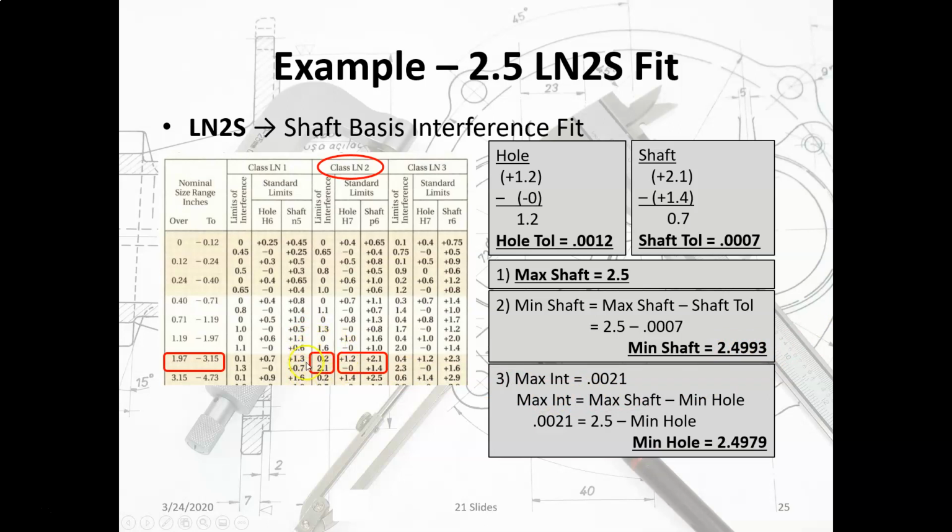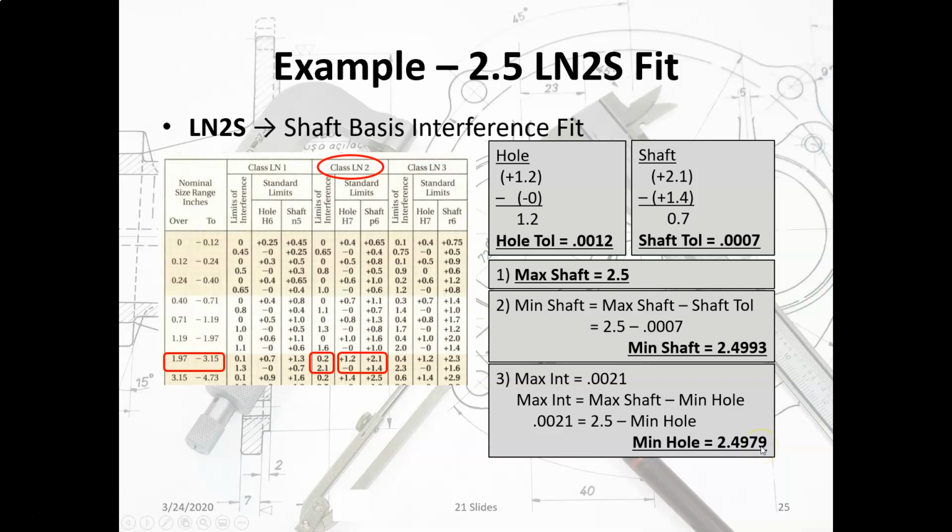Now we have to use these numbers over here for the limits of interference. We'll use the 2.1 number, which is the maximum limit of interference. Change the decimal place, 0.0021, and we find the maximum interference is equal to the maximum shaft minus the minimum hole. If you're wondering where I got that equation, go back a few slides. Remember all those equations that I gave you? That's the maximum interference equation. We plug and chug. 0.0021 is equal to 2.5, the maximum shaft, minus the minimum hole. We solve for minimum hole, 2.4979.